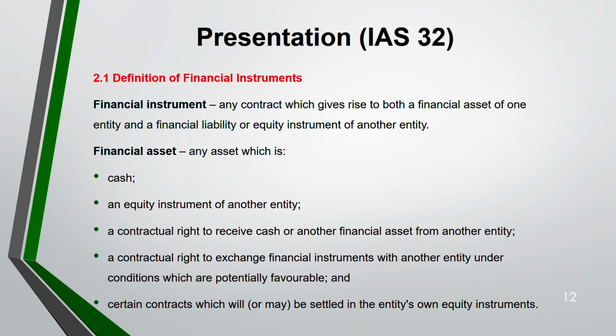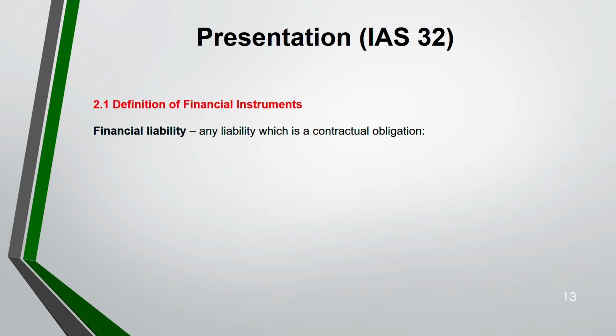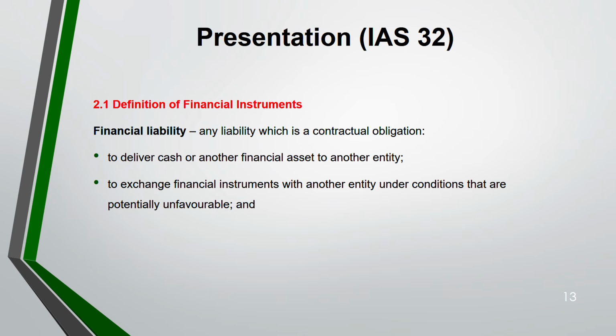But for now, just remember, if it's a financial asset, conditions are favorable, and it may settle in own equity instrument. Moving on to financial liability, the opposite of financial asset. There you have the right to receive, here you have an obligation to pay. To pay what? Cash or another financial asset, or to exchange financial instruments, but conditions are unfavorable. This is the reason I've told you, remember, when it's an asset, conditions are favorable, but when it's a liability, conditions are unfavorable. And again, contracts settle in own equity instrument, that is same as financial asset.